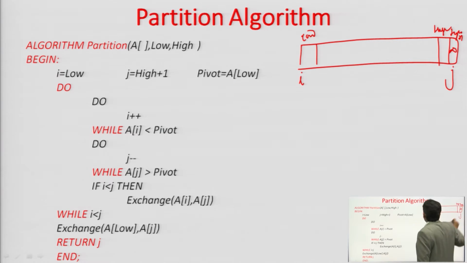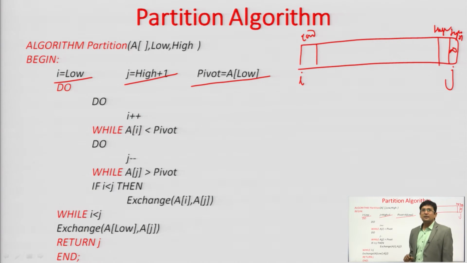Up to high we have the valid elements. So, high plus 1 is your assumed element or your assumed index where you have infinity. So, you set j there. i is initialized at the low index, j is initialized at the high plus 1 index, and then we are setting up the first element as the pivot. So, the low element, the first element here, is actually taken as the pivot.